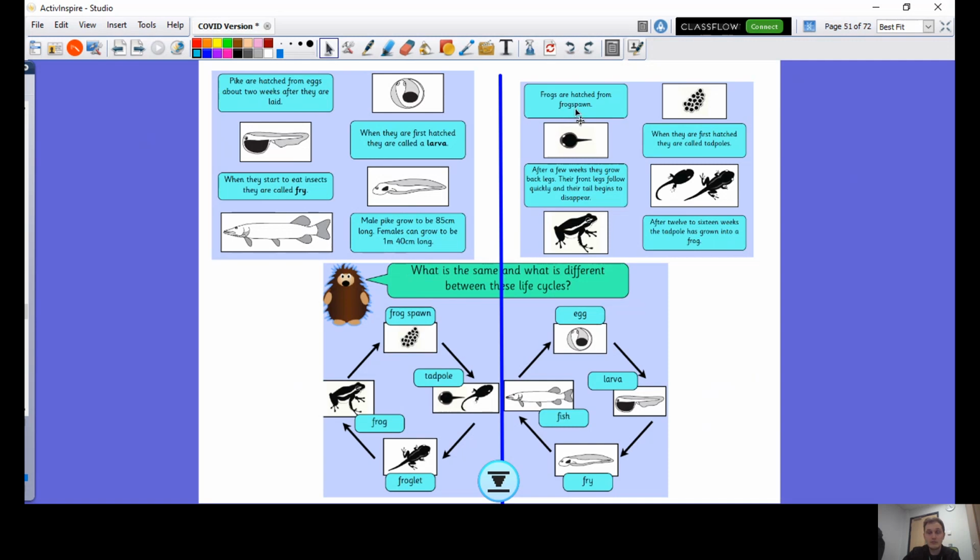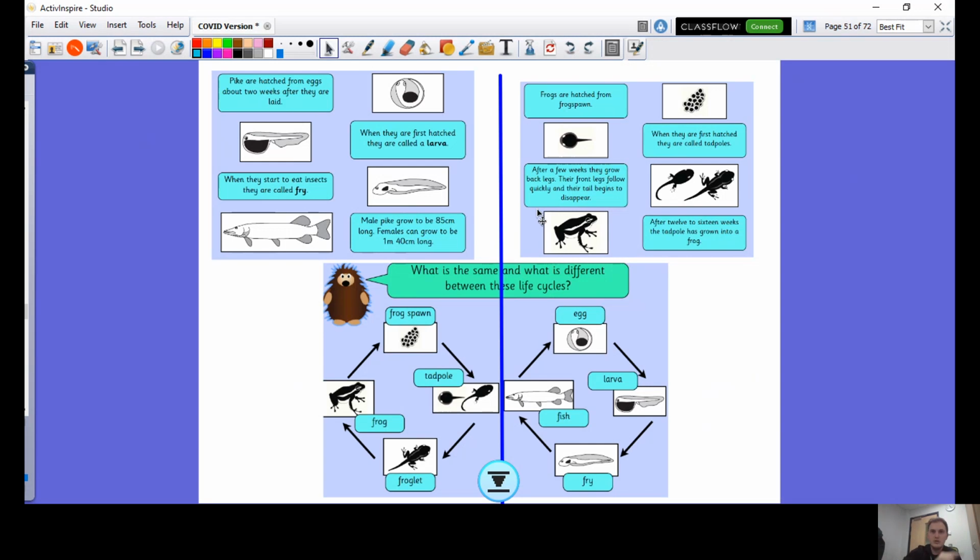Now, frogs are hatched from frog spawn. Remember, they look like the little jelly eyeballs. When they are first hatched, they are called tadpoles, and this is what a tadpole will look like. After a few weeks, they grow back legs and they start to grow front legs very, very quickly, and their tail begins to disappear. After 12 to 16 weeks, they have grown into a frog. Remember, they turn into a froglet first. Okay, so here is that information put into a life cycle.